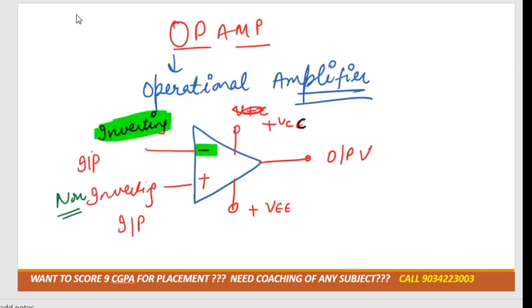Now you have got the concept of what exactly an op-amp is. An op-amp is an operational amplifier. We have two input terminals and one output terminal, and we provide supply to the op-amp. Got it?